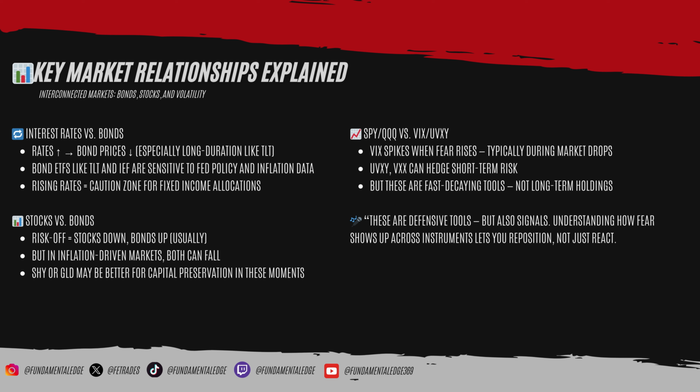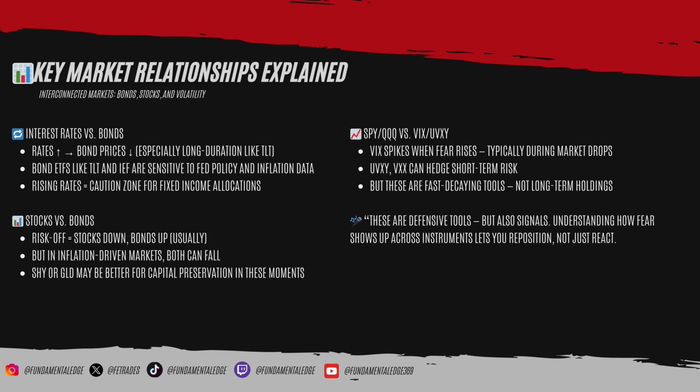Additionally, let's take a look at SPY and QQQ versus VIX or UVXY. Now we're getting into the emotional core of the market, volatility. The VIX, or Fear Index, measures expected volatility in the S&P 500. When markets drop, VIX usually spikes, and it spikes fast, but it's not reacting to price, it's reacting to uncertainty. Here's how it works. When traders anticipate a big move, up or down, they buy protection using options. That demand pushes up the prices of options premiums, which lifts the VIX.